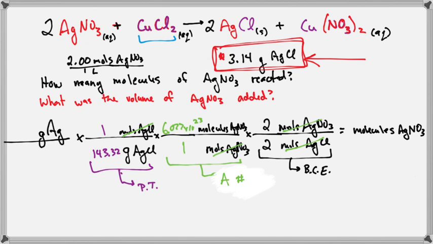Do I know the grams of silver chloride? Yeah, that was actually my given information. That was 3.14 grams of silver chloride. Given information, the grams of silver chloride cancel. What happens? Where are we at now? Now we can solve. The only unit left over is our molecules of silver nitrate. That's exactly what we wanted. We can now do all the calculations and punch into the calculator. Okay? Everything is set up.